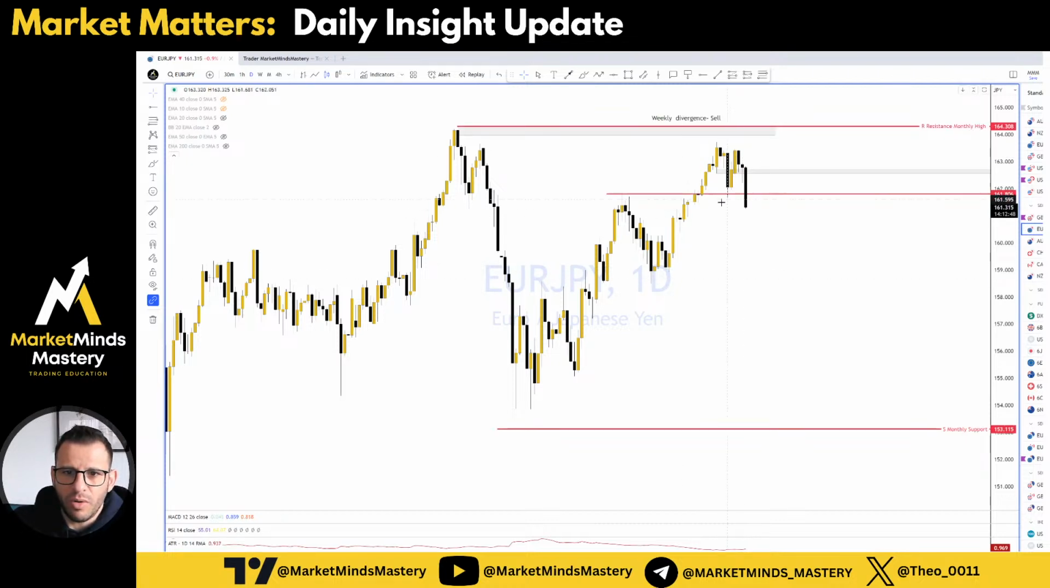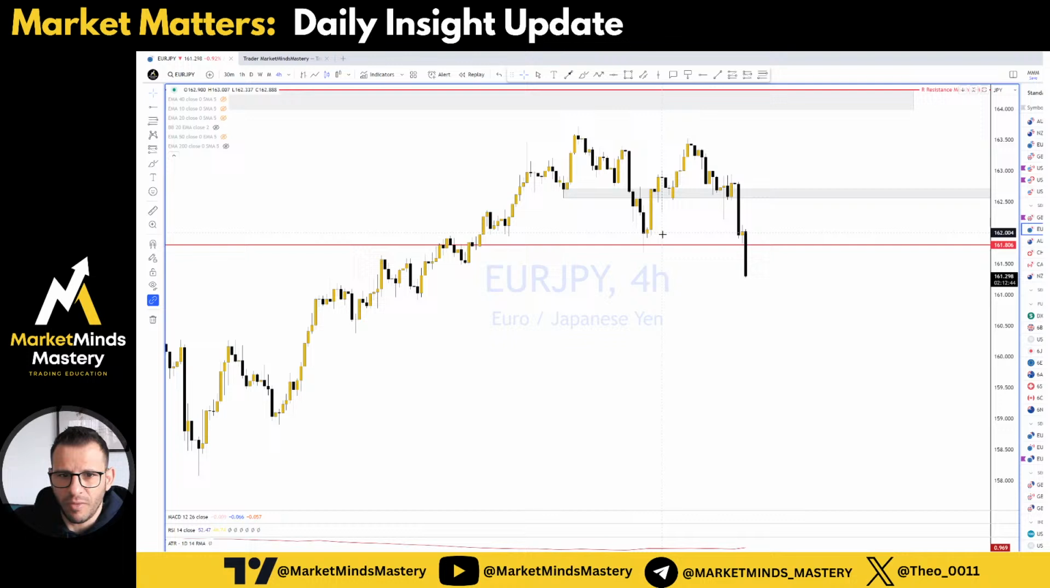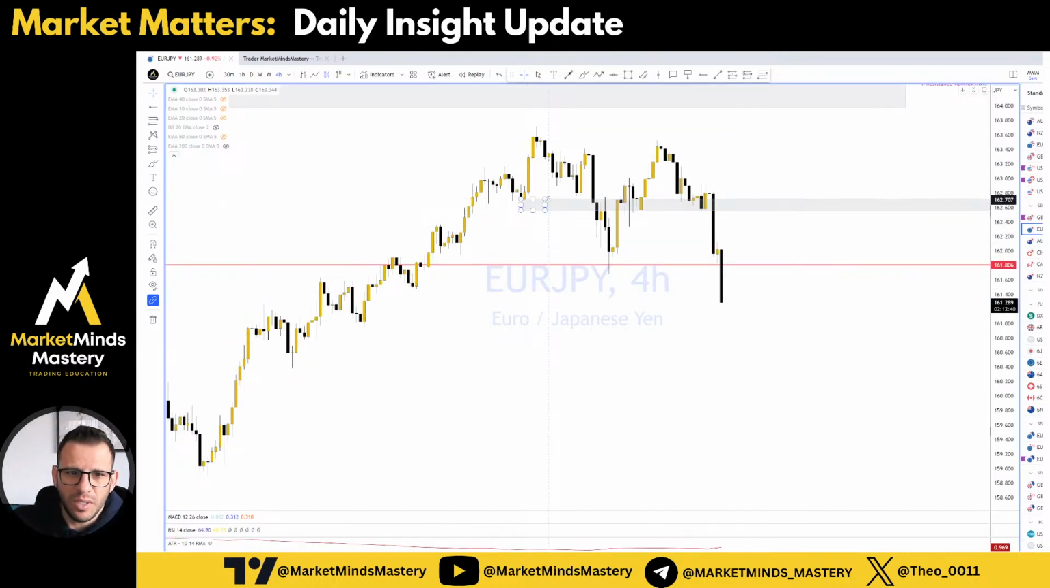Same with the euro, another failure swing high here, and the market on the 4-hour time frame created this nice lower low. So I have to delete this one and look for the new bearish engulfing order block. That was the bullish engulfing that didn't manage to push the price there. So let's try and see if we can fit this one.